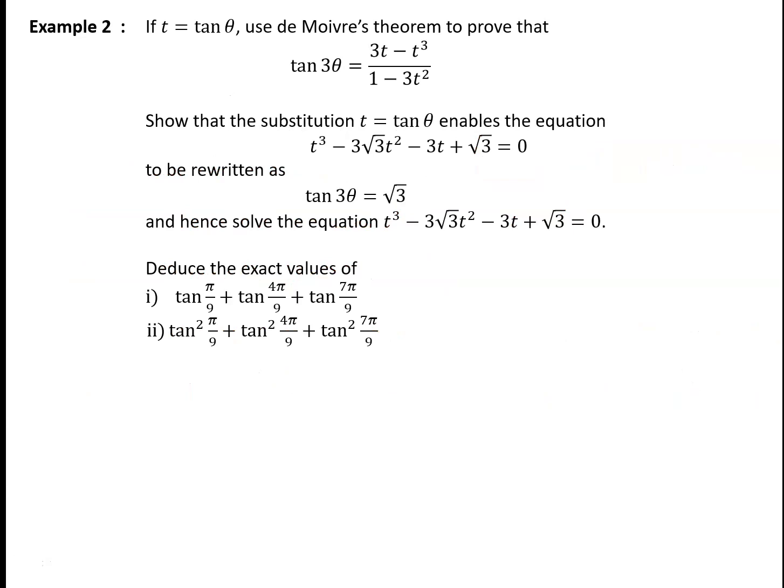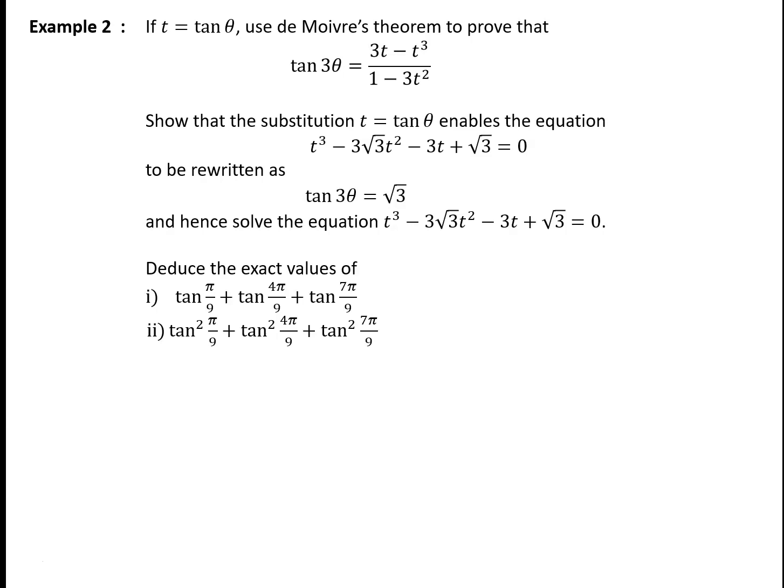And for our next example, we're going to say, right, if t equals tan theta, use de Moivre's theorem to prove that tan 3 theta must equal 3t minus t cubed over 1 minus 3t squared. And then use that to solve an equation and deduce some exact values. So let's make a start with the first part of the question then. So we're being asked to consider tan 3 theta.